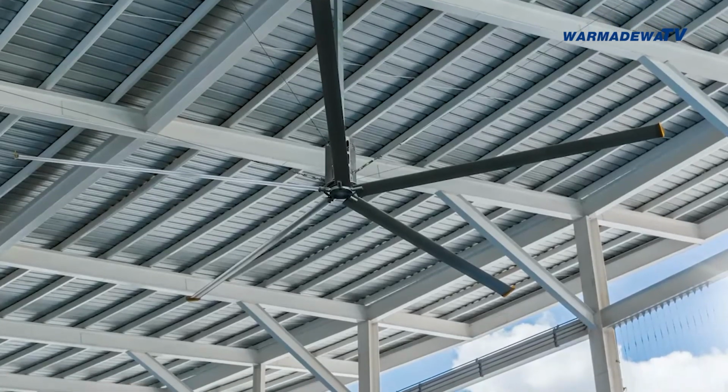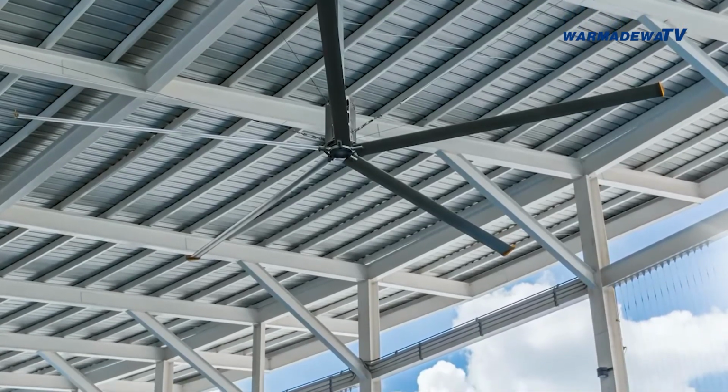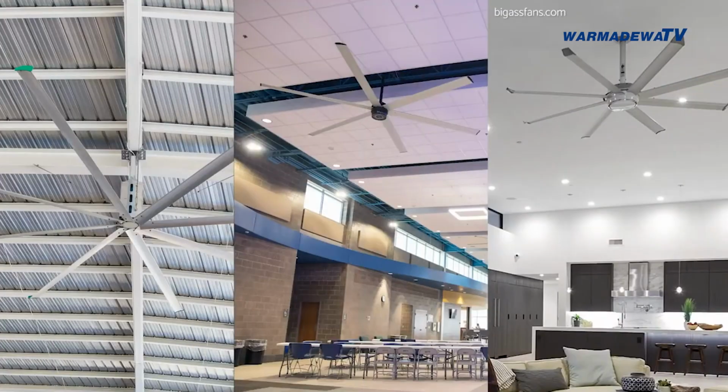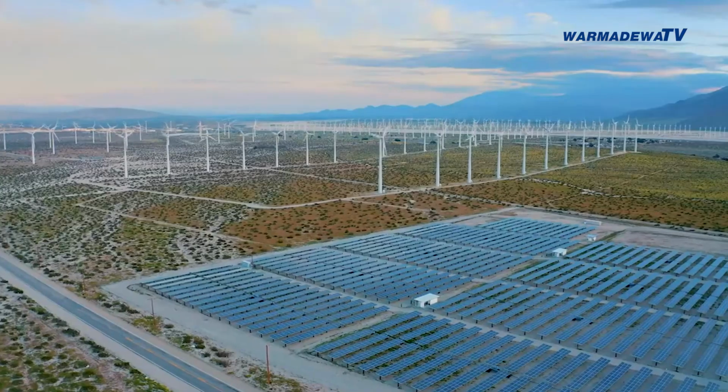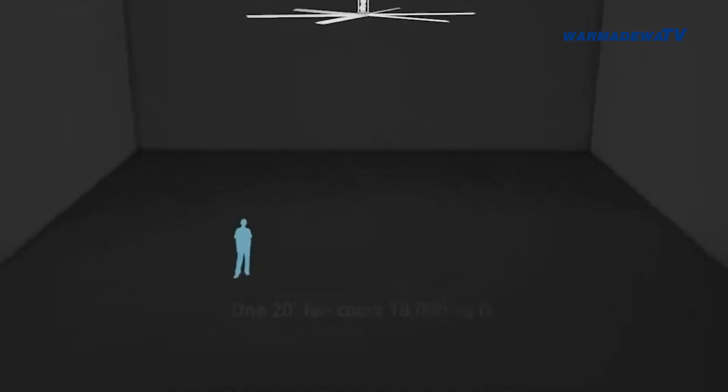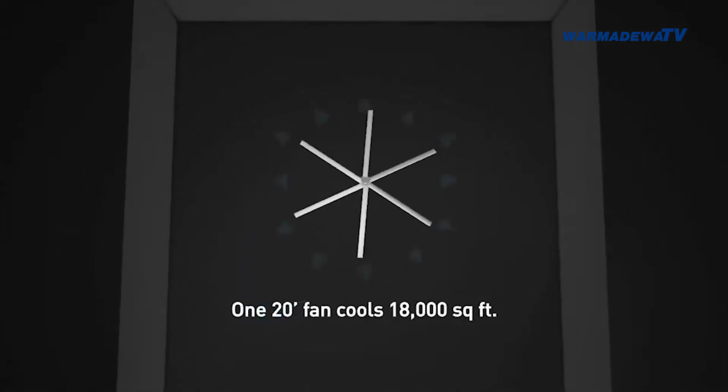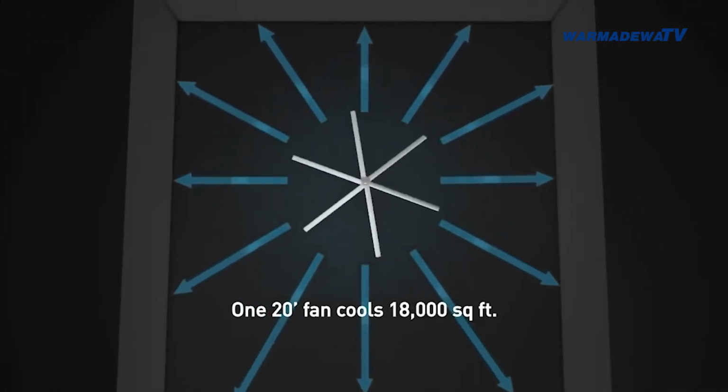High volume, low speed, or HVLS fans are starting to become an energy-saving staple in industrial, commercial, and residential spaces. They are growing to become a major player in the energy-efficient green movement. HVLS fans are ceiling fans that are greater than 7 feet in diameter.